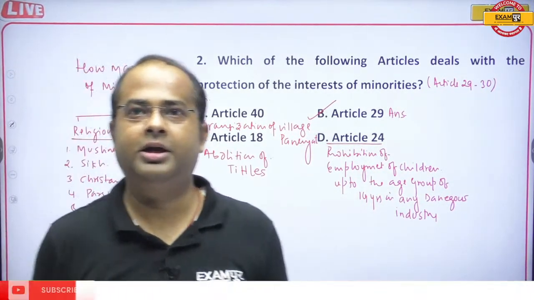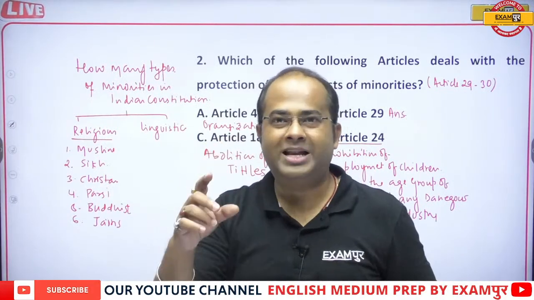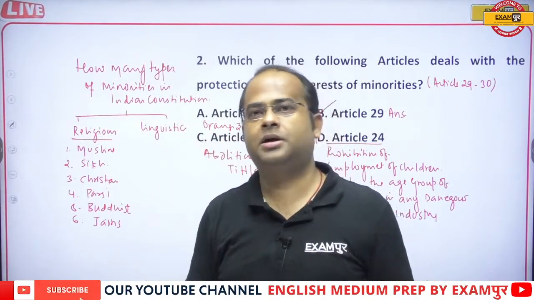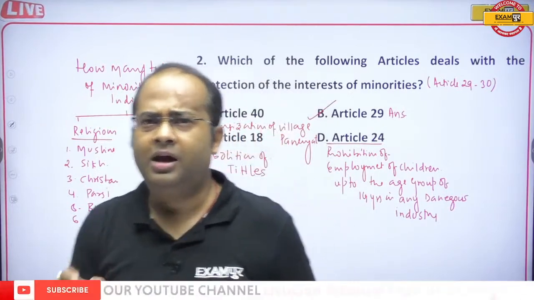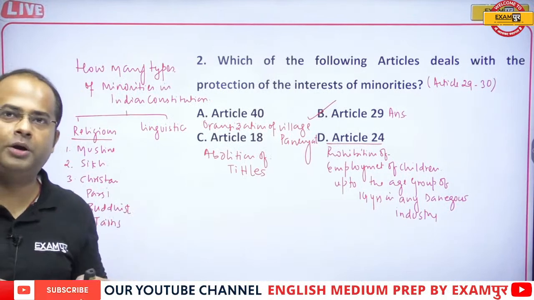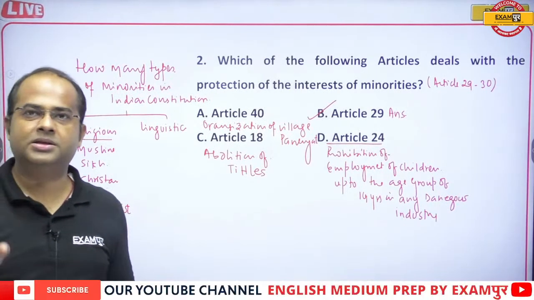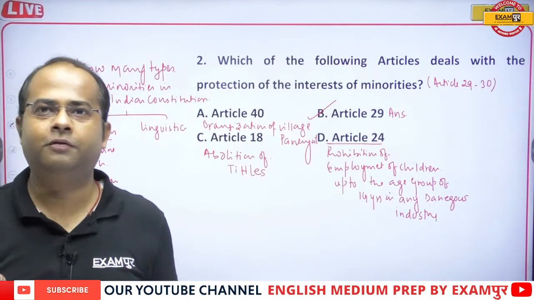Six religious minorities are there, and linguistic minorities are those minorities whose language is spoken by very less number of people, like Santhali, like Bhojpuri, like Urdu. These are the people who belong to linguistic minorities. That means their language is spoken by very less number of people.